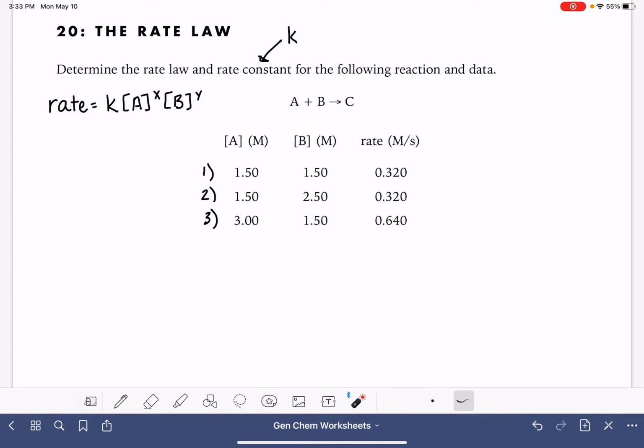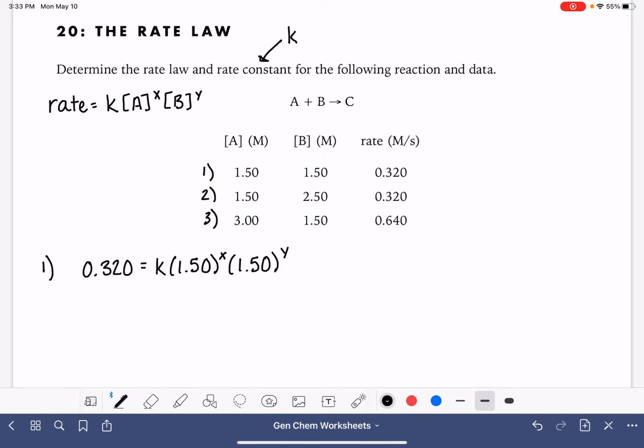What we're going to do is start with data set number 1. We're going to take data set number 1 and plug all of this information into the rate law. I'm going to make a 1 because this is for data set number 1. Starting with the rate, it is 0.320. I'm going to leave units off. And that is equal to the rate constant. We don't know what that is yet, so we're going to continue to use K. For data set number 1, the concentration of A is 1.5, and we're going to be raising that to the X. We don't know what X is. And also for data set number 1, the concentration of B is 1.5, and we'll be raising that to the Y.